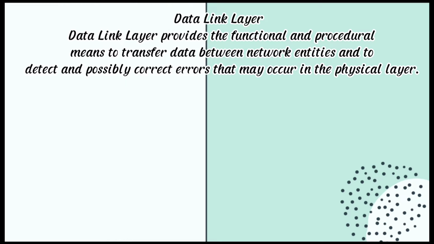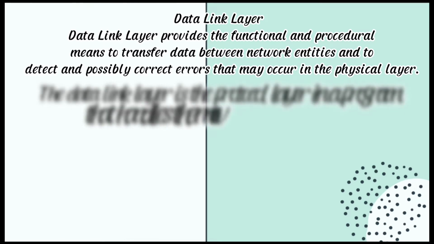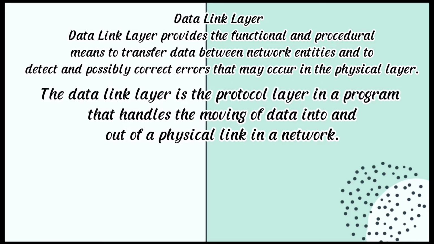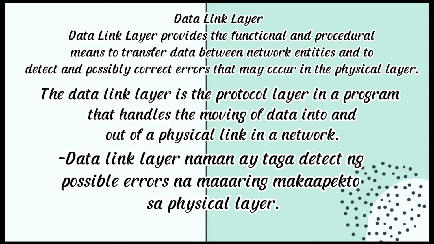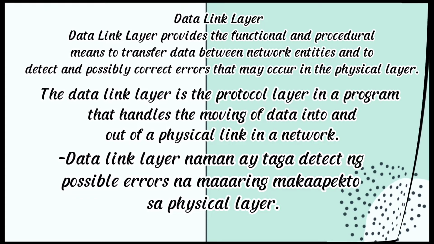Data link layer provides the functional and procedural means to transfer data between network entities and to detect and possibly correct errors that may occur in the physical layer. The data link layer is the protocol layer in a program that handles the moving of data into and out of a physical link in a network. Data link layer naman ay taga-detect ng possible errors na maaaring makaapekto sa physical layer.